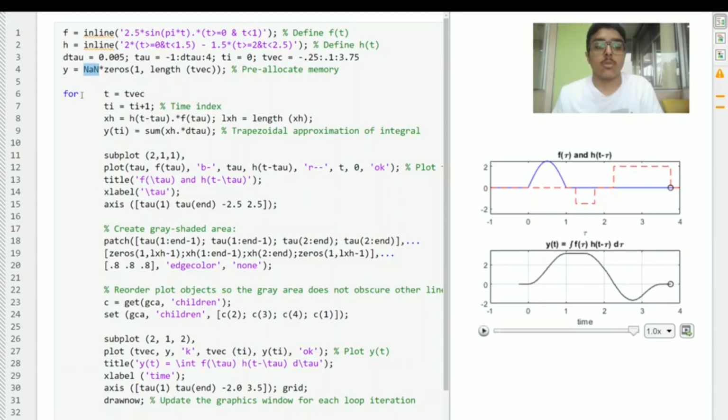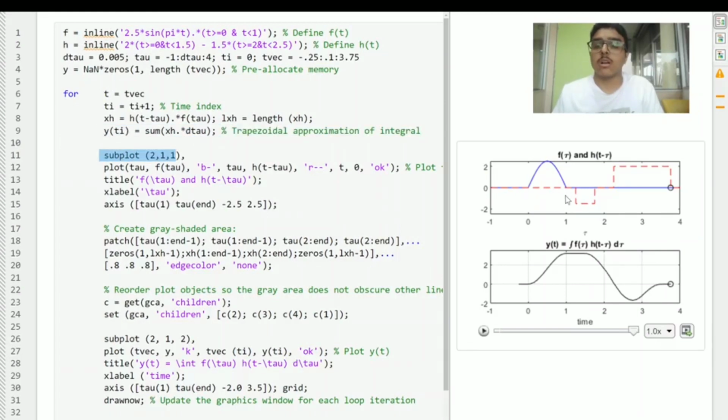And here we have the looping, time indexing and so on, and here the most important thing is the convolution operation. As you can see here we have the h of t minus tau as a modified function, and f of tau is a fixed function, and here the multiply. This dot is to change the operation from matrix operation based on linear algebra to element by element operation in MATLAB. And here the approximation of integral, and here the subplot.